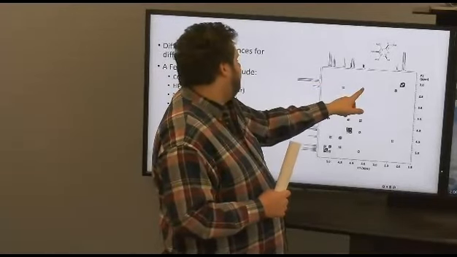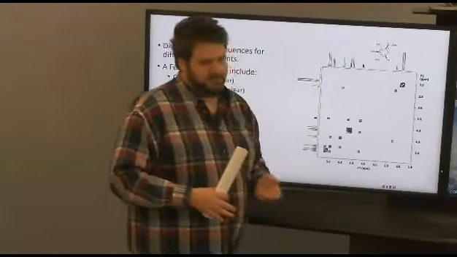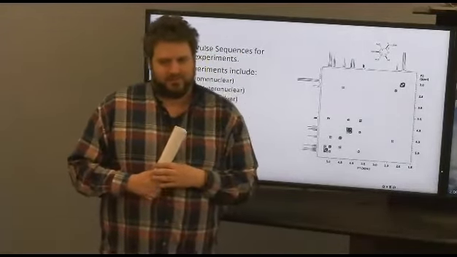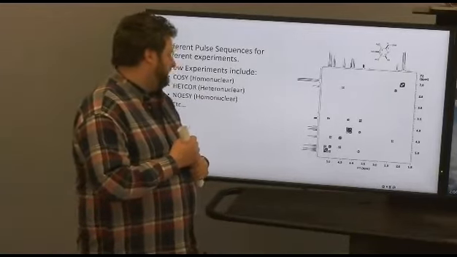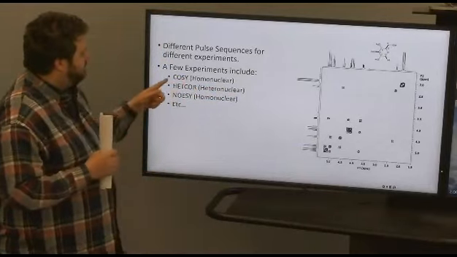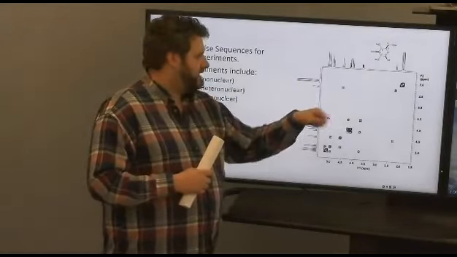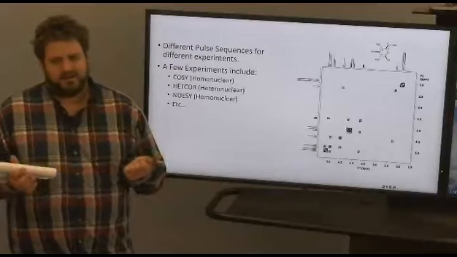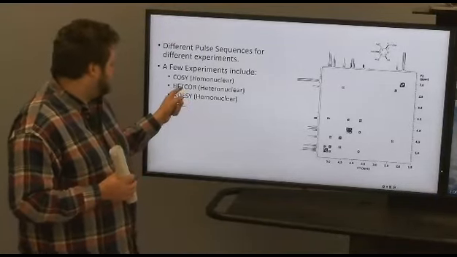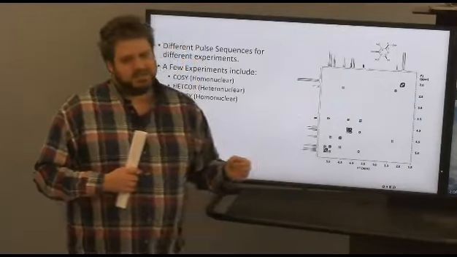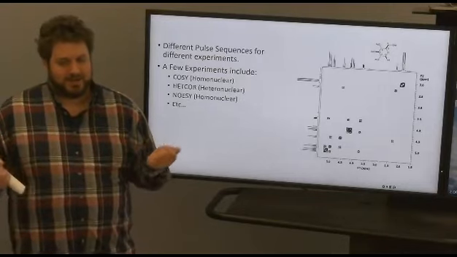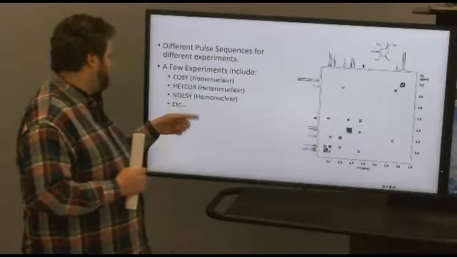Or say here, there is no signal, so we know that signal and that signal are not coupled. So whatever nuclear environment is creating those signals isn't coupled to each other. And so there are a number of different experiments where they do it in this way. One is COSY, which is homonuclear, meaning you just do hydrogen, and you can determine which hydrogens are close to each other. But if you want, you can do heteronuclear, like HETCOR, where you do carbon and hydrogen. And so then you end up determining which hydrogens are connected to which carbons, and NOESY, which is different.